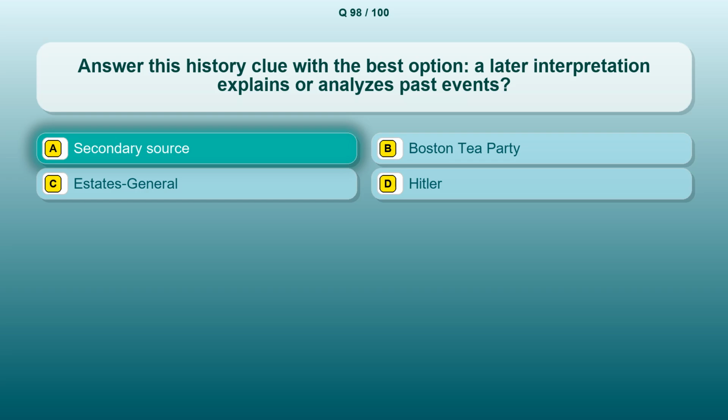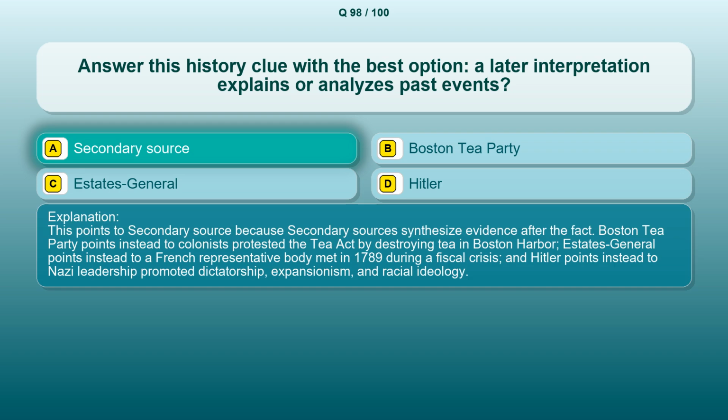The correct answer is option A, secondary source. This points to secondary source because secondary sources synthesize evidence after the fact. Boston Tea Party points instead to colonists protested the Tea Act by destroying tea in Boston Harbor. Estates-General points instead to a French representative body met in 1789 during a fiscal crisis, and Hitler points instead to Nazi leadership promoted dictatorship, expansionism, and racial ideology.